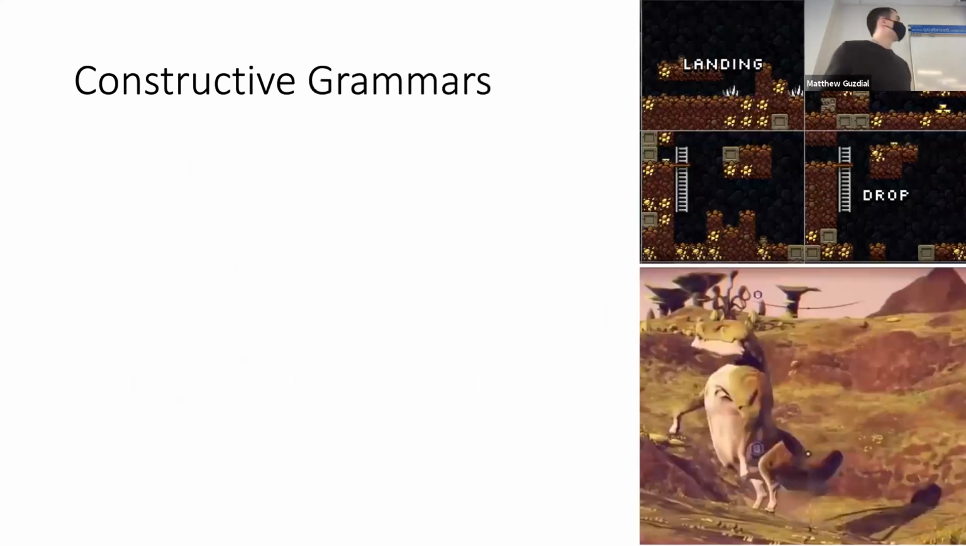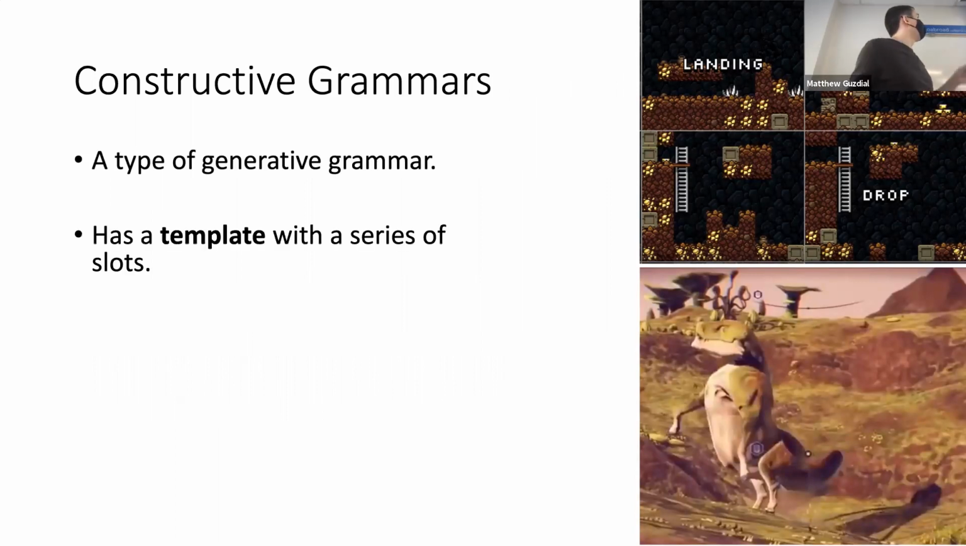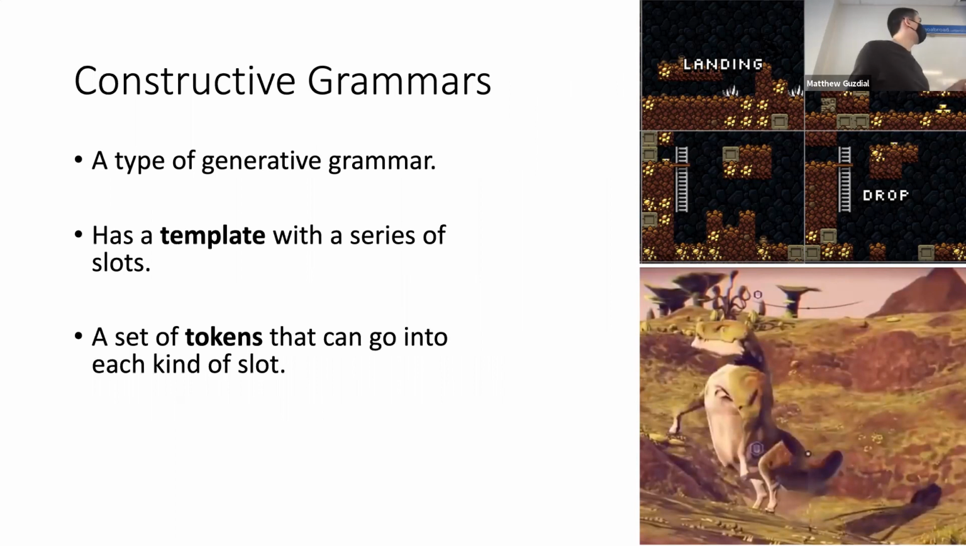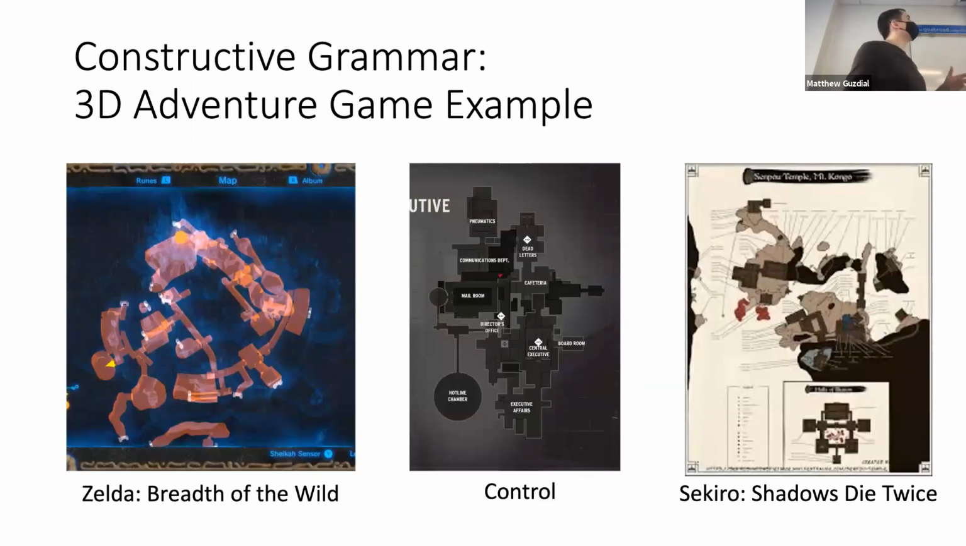So constructive grammars, we talked about this on Wednesday, so it's just a little bit of a review. They're a type of generative grammar. It has a template with a series of slots, has a series of tokens that can go in each slot, and has a set of rules of how certain categories of token interact. You can use this, for example, for a 3D adventure game, for generating content for that.